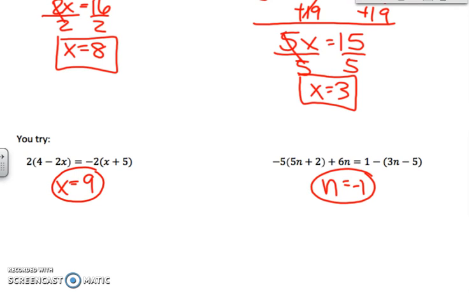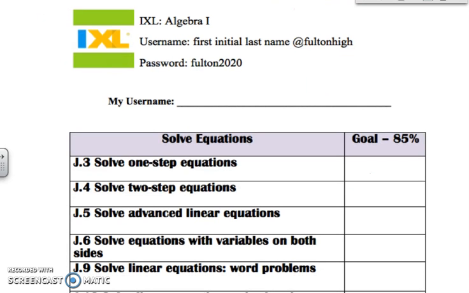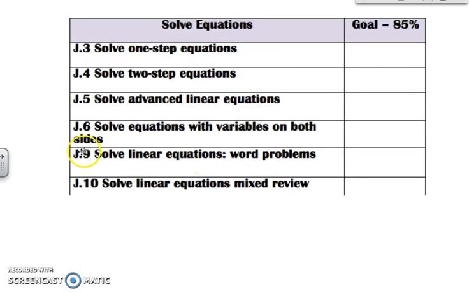Otherwise, you have mastered equations. That's as hard as they're going to get. So now is the perfect time for y'all to finish J6 and J5, and then J10 is just your mixed review of everything. So after this video, you should be able to do variables on both sides, which would be J6.